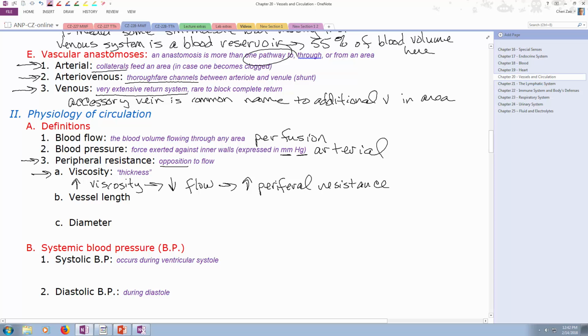Vessel length. What will vessel length do? The longer the vessel that you have, what will happen to the flow of blood in one end and out the other? Will it be the same rate? No. And that's because of friction, right? The friction of the longer walls will actually start to slow down our blood flow. So vessel length will cause decreased flow, or an increase in peripheral resistance. So increasing vessel length will gradually decrease flow, which is synonymous with increasing peripheral resistance.